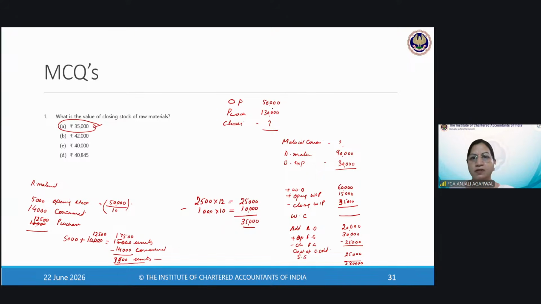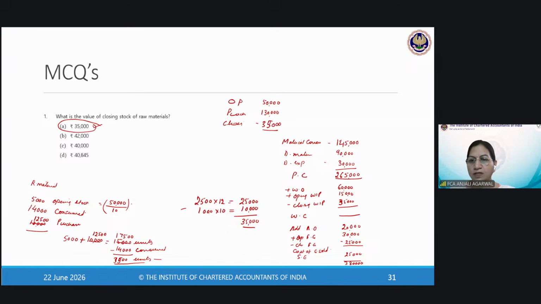So raw material consumed: now you have 50,000 opening value, purchases 1,30,000 and closing stock 35,000. So raw material consumed becomes 130 plus 50, 180, minus 35, or 145. Now this is done. Everything else will come automatically. 1,45,000 plus 90 plus 30. Is it clear? So this was only the technical point. Once you get this, you will have your complete answer. 2,65,000 becomes your prime cost.